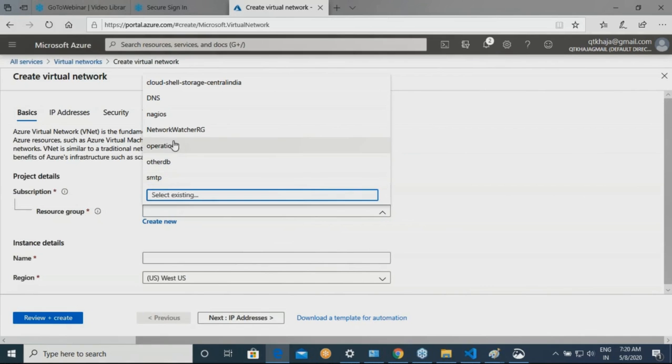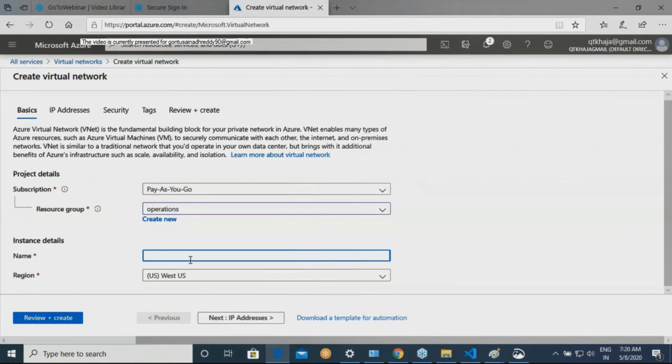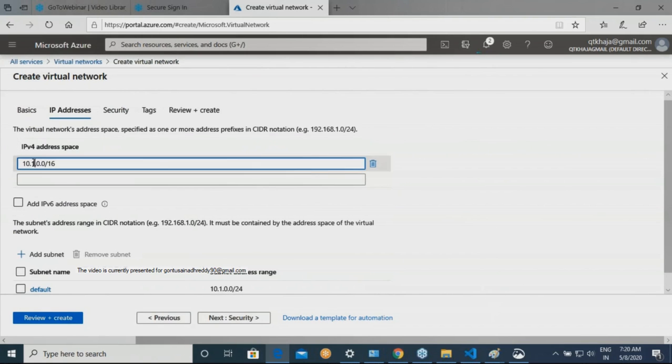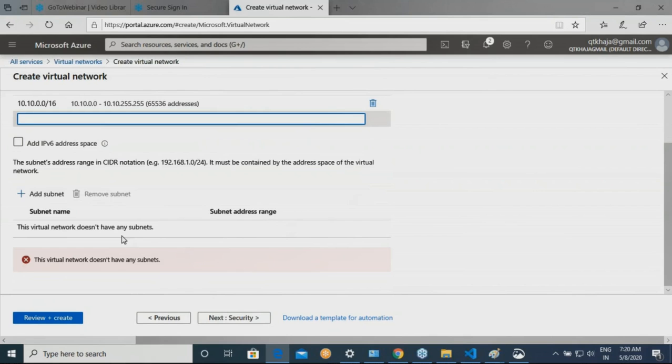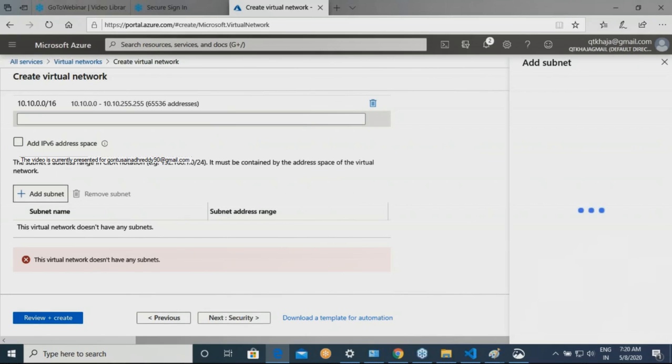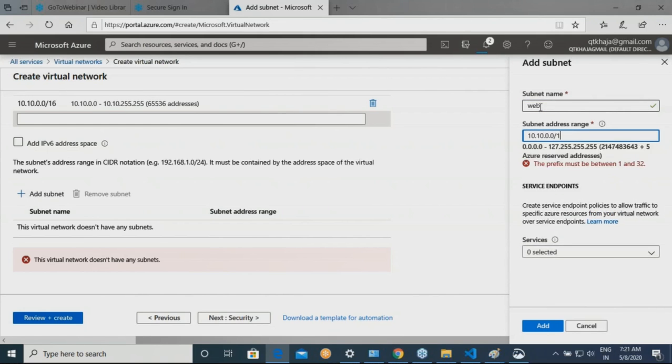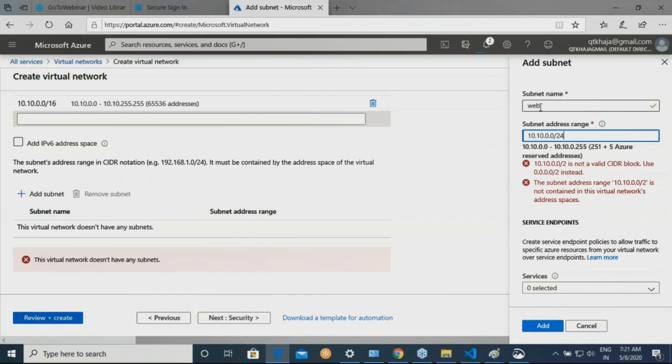So resource group, just now we have created operations. Okay. And name is Commerce Net. And the region which I've been using, and then it is asking what is your IP address space. So I'll say that it will be 10.10.0.0/16. Then it is asking what subnets do you have. So I'll add a subnet over here, and my subnet name would be web, and web will be 10.10.0.0/24.